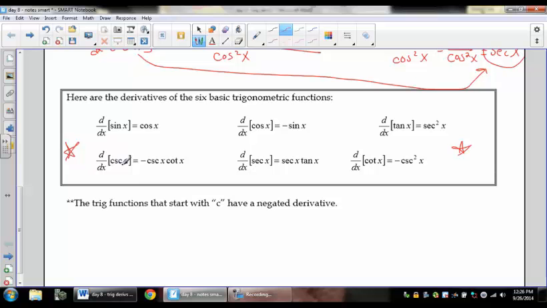The derivative of cosecant is negative cosecant cotangent. Derivative of secant is secant times tangent. And the derivative of cotangent, negative cosecant squared. Oh, God, how are we going to remember what's negative and what's not?